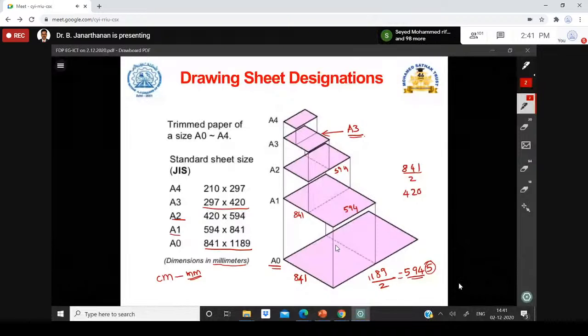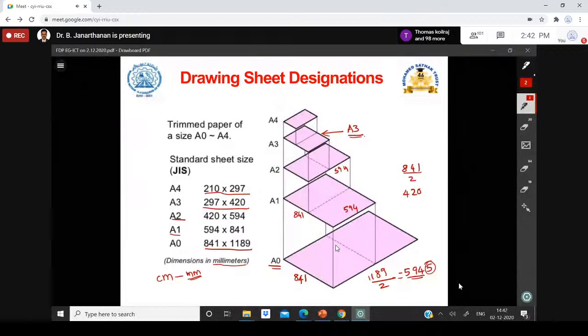Then finally, the A4 size paper, which we use for printing. When you go to an interview, if somebody asks what is the size of A4 size paper, because in everyday life we are using A4 size paper, you should be able to tell immediately: 210 by 297 mm is the size of A4 size paper. This is for the students to remember.